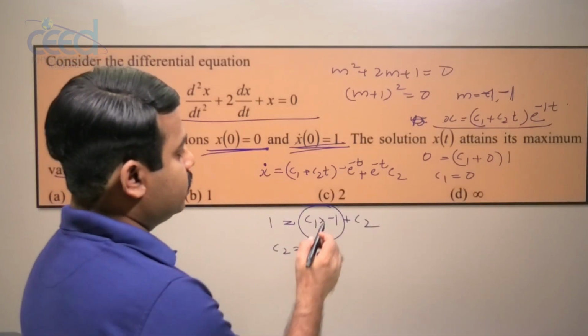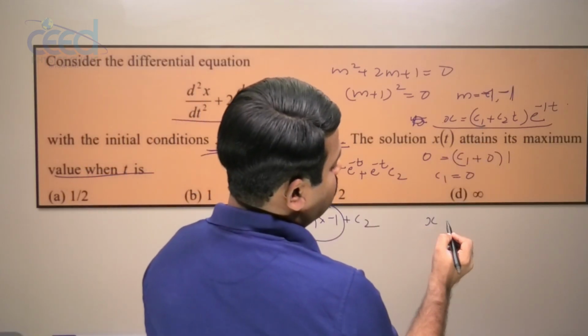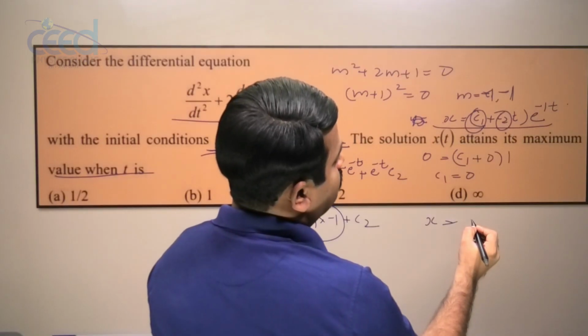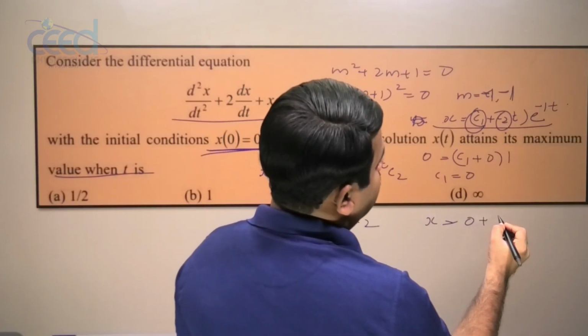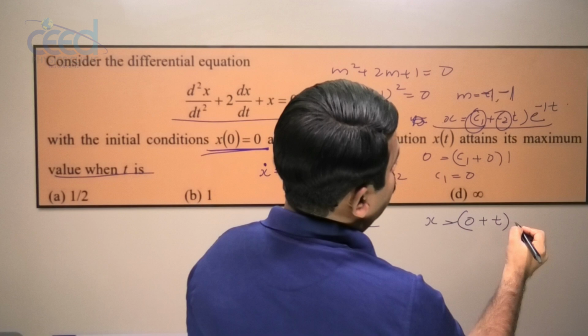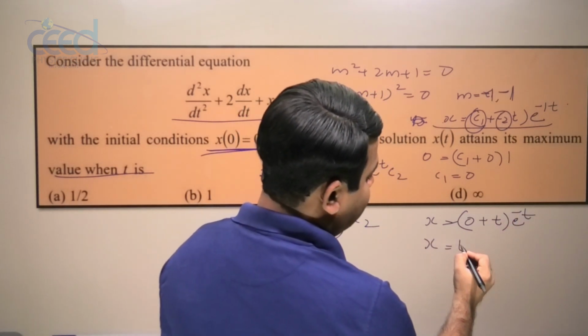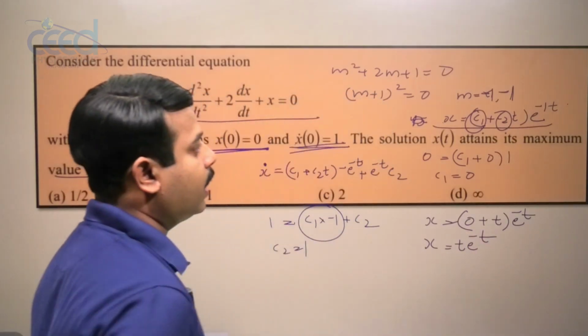Then by putting these c1 and c2 values, what is x value? c1 is 0, c2 is equal to 1. Then 0 plus t into e raised to minus t. Then x is equal to t e raised to minus t, right?